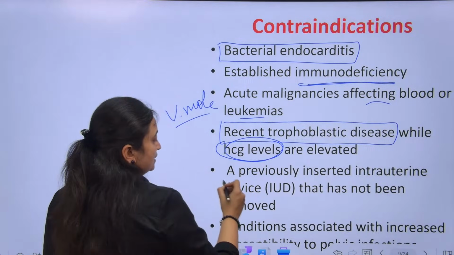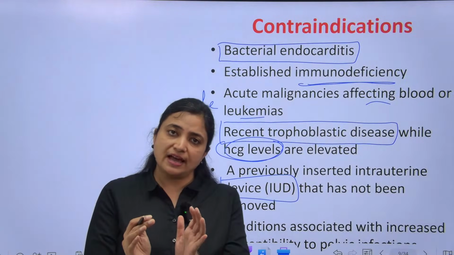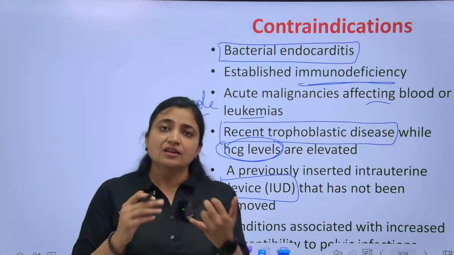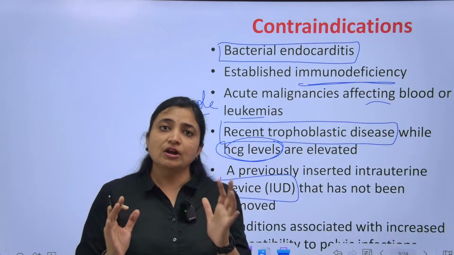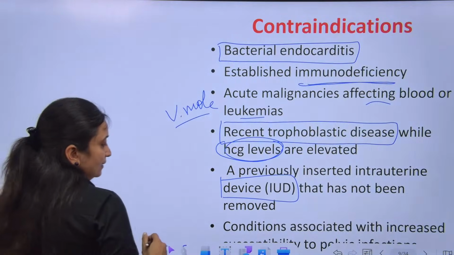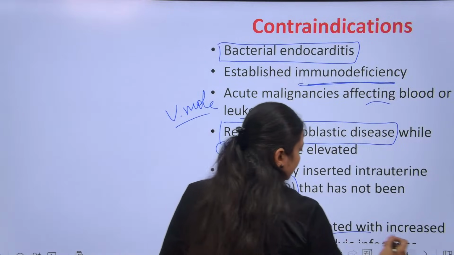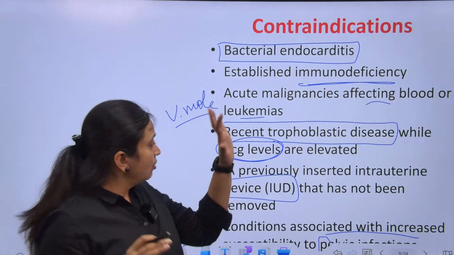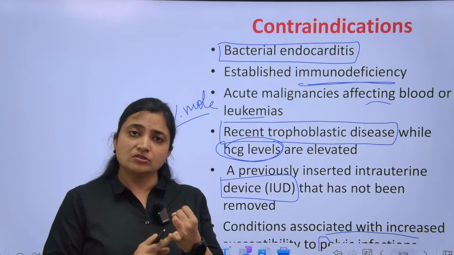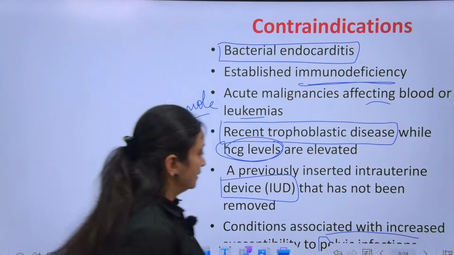A previously inserted IUD that has not been removed. The patient already has an IUD inside and she comes to you for some other complaint and you try to insert. So always first rule out that the cavity is vacant, the cavity is normal. And pelvic infections, increased susceptibility to pelvic infections. So you cannot remember this whole list. Just remember pregnancy, PID, all sorts of infection, malignancy, and anything which is flared up by hormones. That's it.